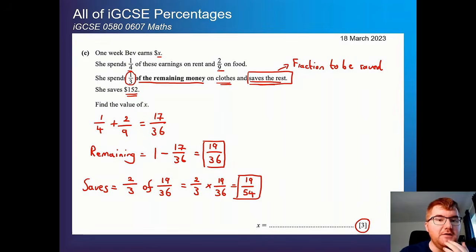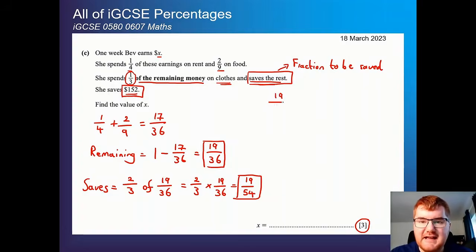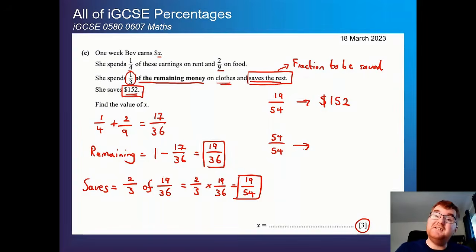However, we know what 19 over 54 is equal to, because we're told she saves $152. Therefore, we know 19 out of 54 is going to be equivalent to the $152. But we want to work out the whole amount. We want to work out 54 out of 54, a whole one. Notice this process I used actually in the very first question in this particular extended question. So again, how do we get to this? Well, we can do it in the same way we did before.